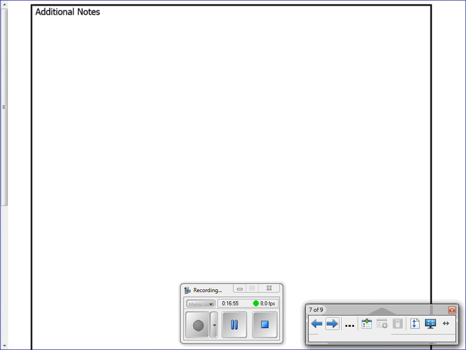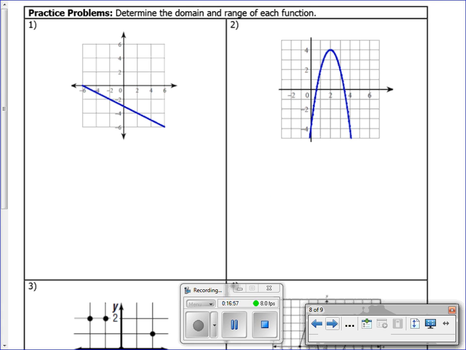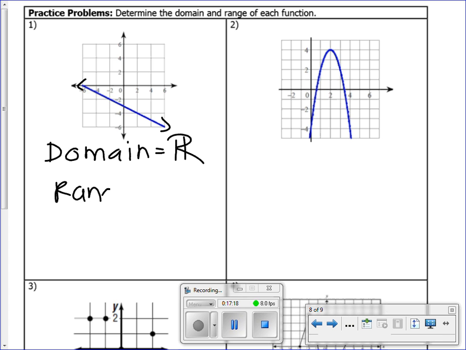We have no additional notes. It says determine the domain and range for the function. So again, we have lines. When we have lines, unless it's indicated, and you can clearly see where that line starts or stops, your domain will be all real numbers, and your range will be all real numbers.